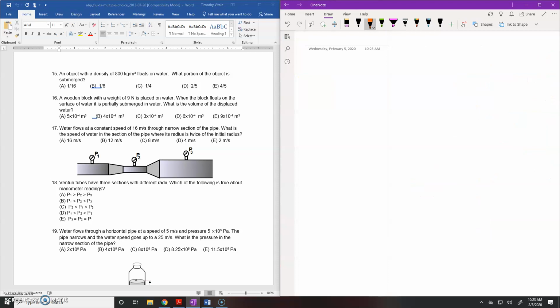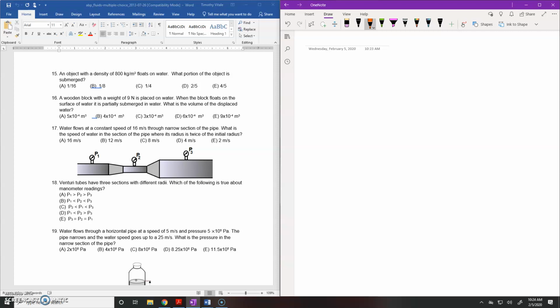For number 18, it says Venturi tubes have 3 sections with different radii. Which of the following is true about the manometer readings? Manometers are pressure gauges. And if you look at that picture there, you can see that the thinnest part is at P2, the next thinnest is P1, and the biggest is P3.